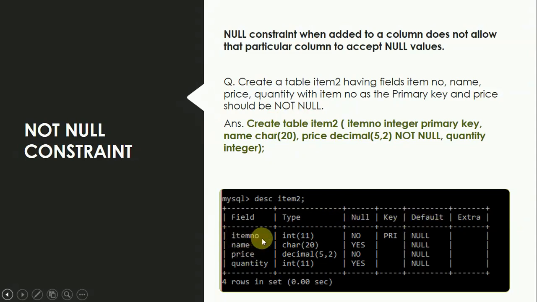You can see item number field. Against this, it is written PRI, which indicates that this is a primary key. And again, being a primary key, you cannot have null values in this column. Also, you can see in the column price, again, null values are not allowed. It is written no. It means null values are not allowed because we have given not null constraint for this column price.